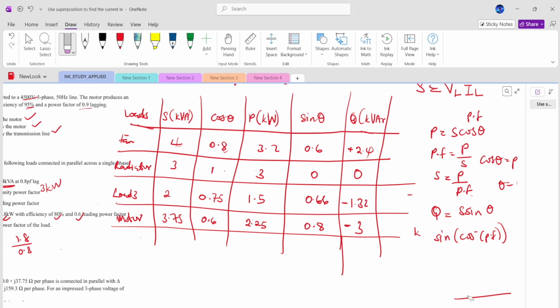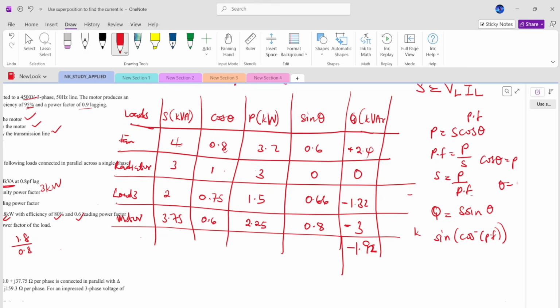Our total Q can be found easily from the table by summing all the components of Q. So it's going to be 2.4 minus 1.32 minus 3. That's going to give me minus 1.92.